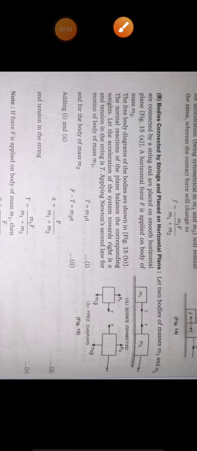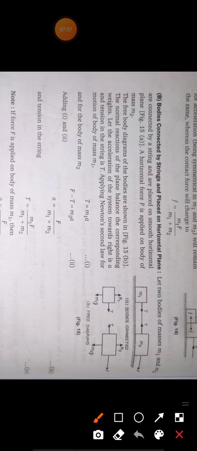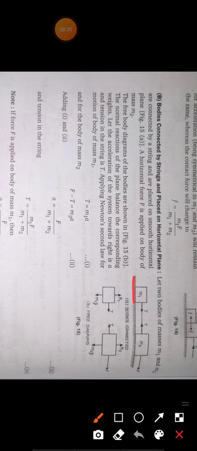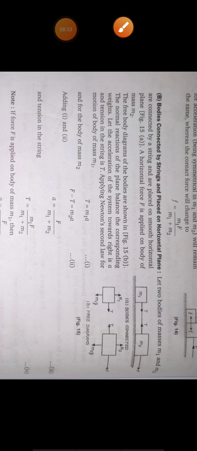Now the second case is bodies connected by strings and placed on a horizontal plane. Here we have two bodies again, m1 and m2, and the mass of m2 is greater than m1. The two bodies are connected with a thread or a string, and we assume this string is massless. Because in reality it has some mass, then you would have to calculate for its mass also. We assume one more thing: there is no frictional force between the bodies and the ground.